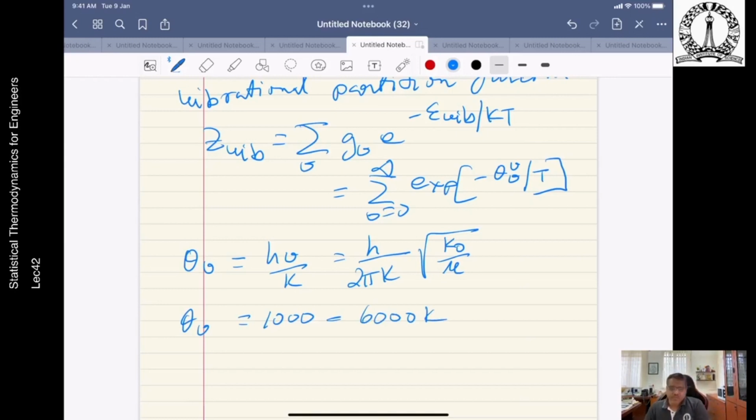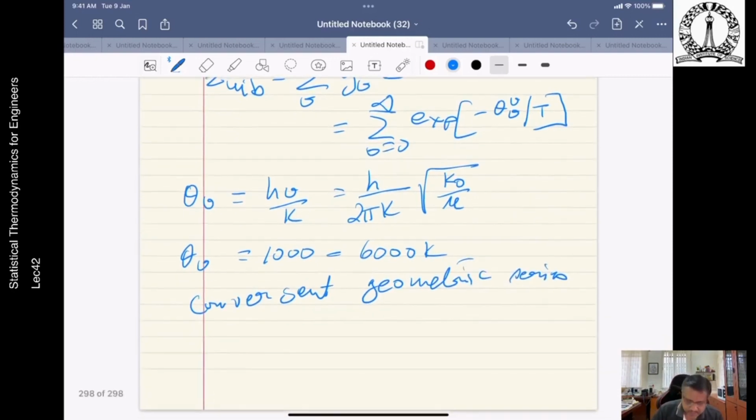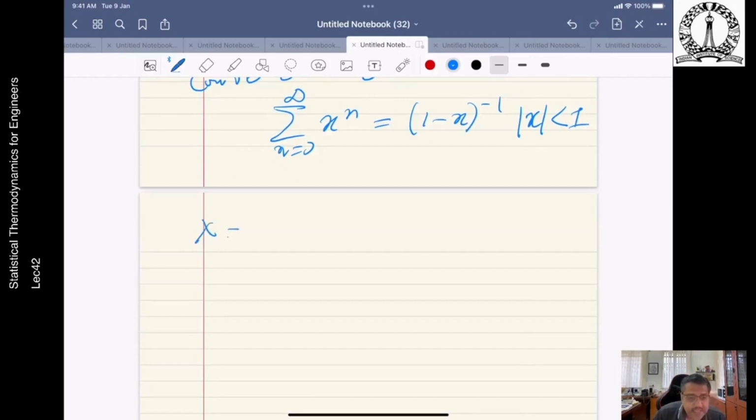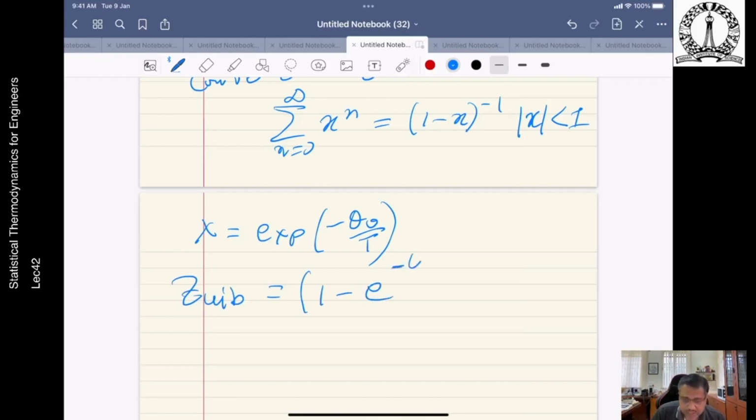So it is very difficult to expand this in a series, but we can use a convergent geometric series in these cases. So if you recall the convergent geometric series, rather than an Euler series, geometric series in this case, which means summation, say n equal to 0 to infinity, x to the power of n is 1 over 1 minus x so long as the mod of x is less than 1. Okay, so here of course we can assume that our x is nothing but exponential minus theta v by T, because modulus of x is actually less than 1. Okay, so from here we can obtain the vibrational partition function as Zv is 1 over 1 minus exponential minus theta v by T.